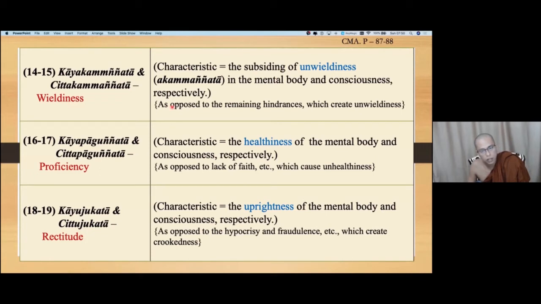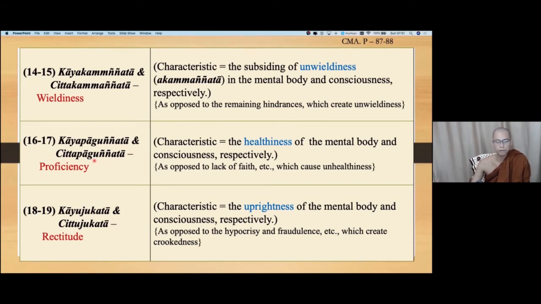Wieldiness of the mental body and wieldiness of the consciousness also substitute the unwieldiness, the opposite things. In this case, the opposite unwholesome factors are the remaining mental hindrances, which can create unwieldiness. They are the opposite of kaya kammaññatā and citta kammaññatā. And kaya pāguññatā and citta pāguññatā are the proficiency of mental body and of consciousness. Here the proficiency is healthiness, being healthy of the mental body and of the consciousness.